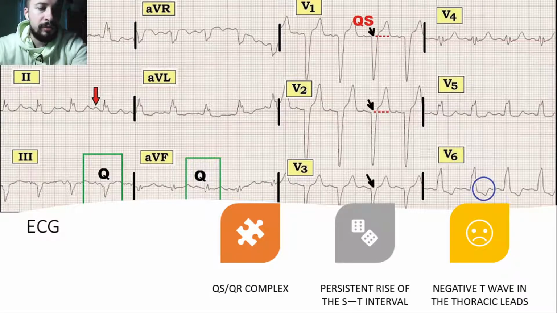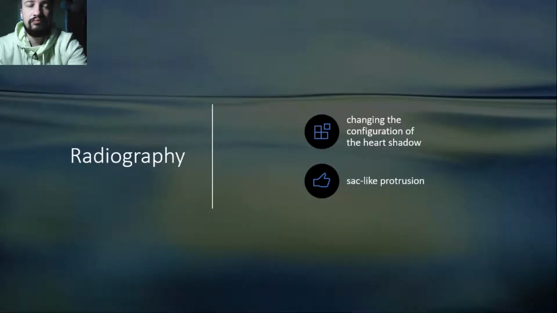The electrocardiogram reveals the characteristic signs of a heart aneurysm. It is a QS or QR complex, a persistent rise in the ST interval, and a negative T wave in the thoracic leads. Radiography: changing the configuration of the heart shadow, sac-like protrusion.